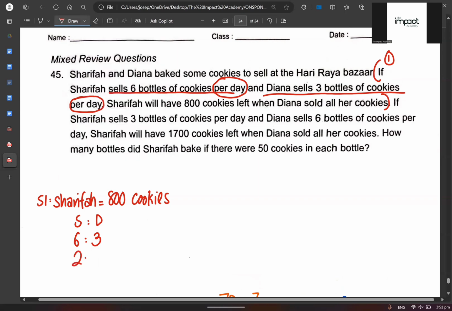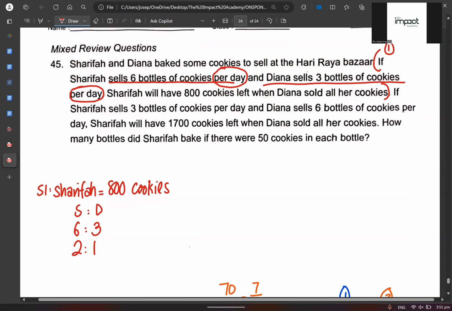Okay, so we don't know how many days this person sold the cookies at the Hari Raya Bazaar. But what we know for sure is that they sell 6 bottles of cookies per day. So if I know it's 10 days, I just do 6 times 10. But because I don't know how many days, that's the reason why I can just put in ratio. Ratio is also a good representation of what they are trying to tell us.